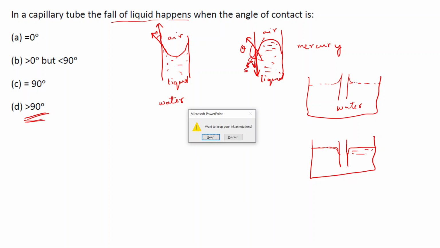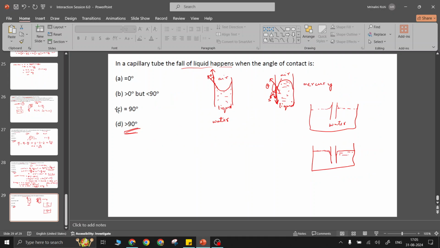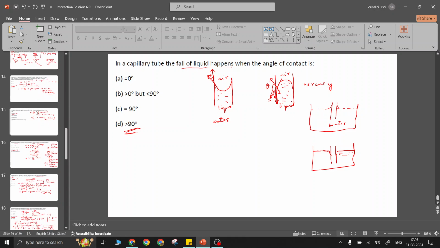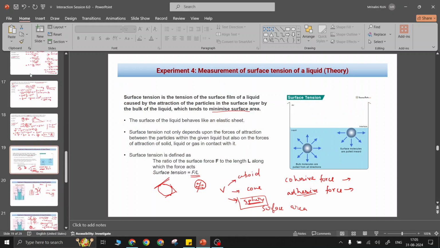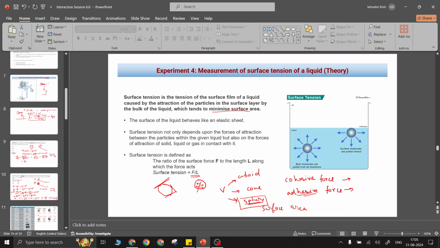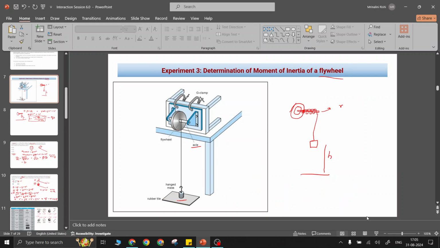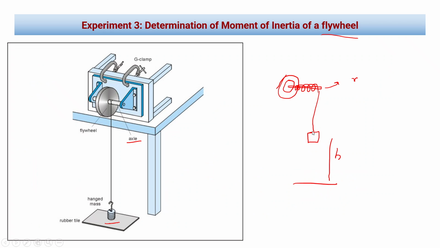Okay, so these were the questions based on the two experiments that we discussed last week, which were based on determining the moment of inertia of a flywheel. We already discussed the theory last week. This time we discussed the procedure, and then based on the working formula we calculated and did various problems.